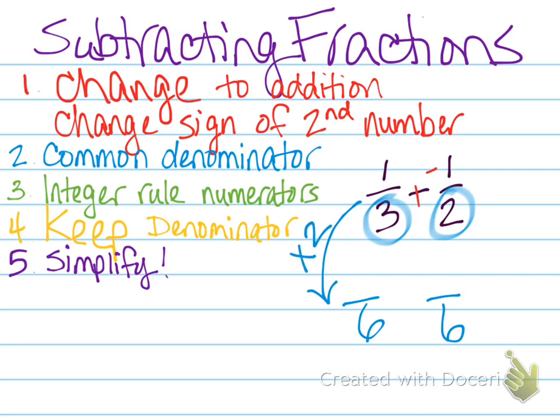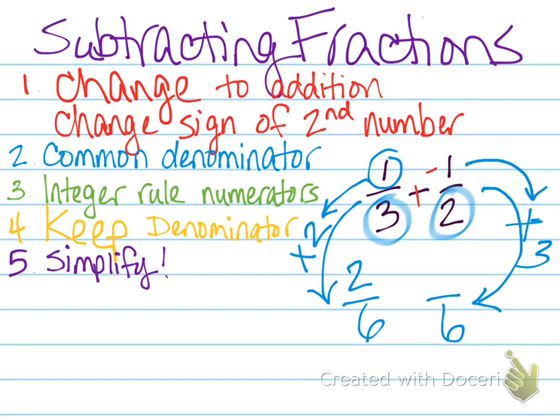So 1 times 2 is 2. What do I do to 1/2 to get a 6 on the bottom? Times 3. So negative 1 times 3 is negative 3. And I'm still adding, so don't forget that.